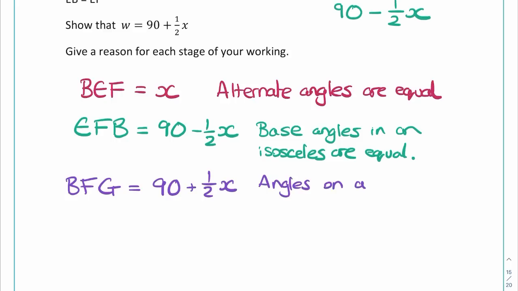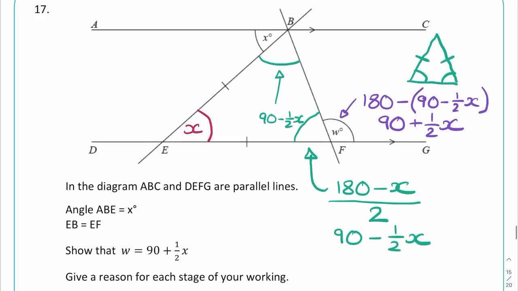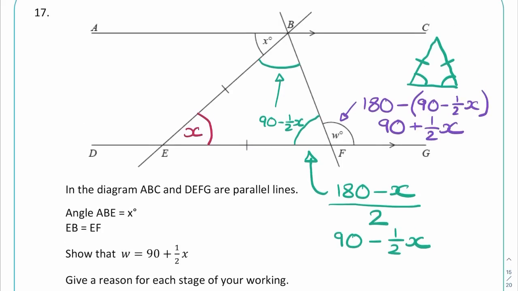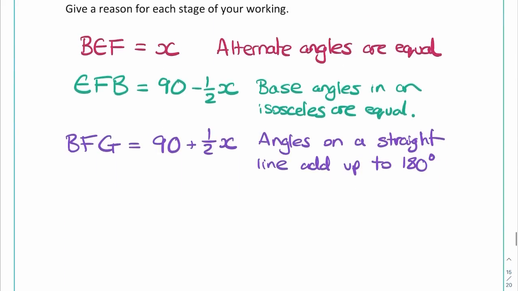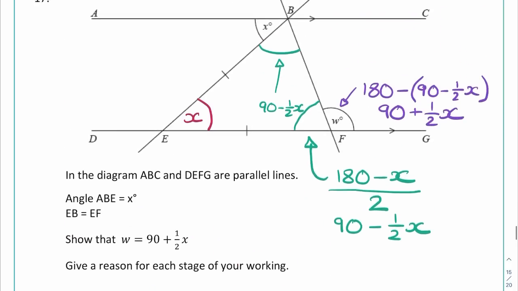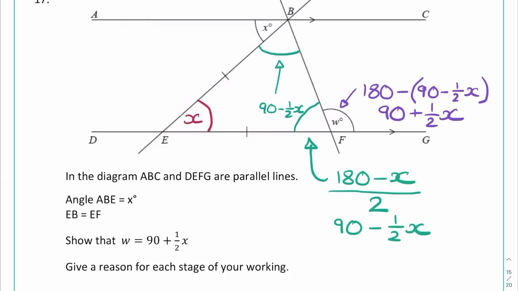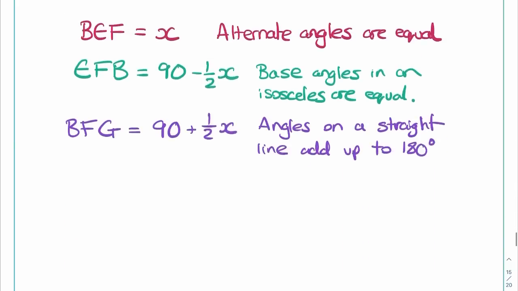add up to 180 degrees. There we go. If you don't like writing it in this form, it's absolutely fine to put these reasons over by your working that you've labelled on the diagram and just make sure it's really nice and clear. Absolutely fine to label them up there though, but there we go, we've written it ever so slightly differently. So we've shown that W is equal to 90 plus half x, and we've given all of our reasons. So there we go, some angles in parallel lines, while also involving some algebra. On to our next question.